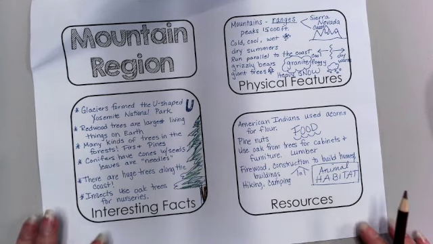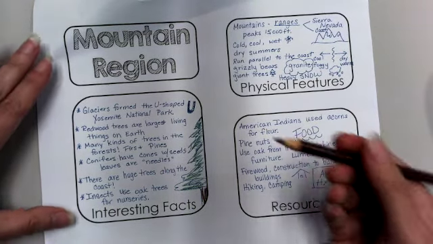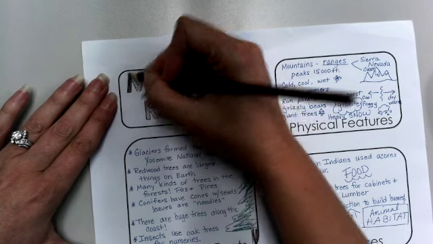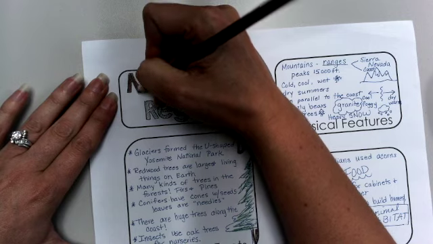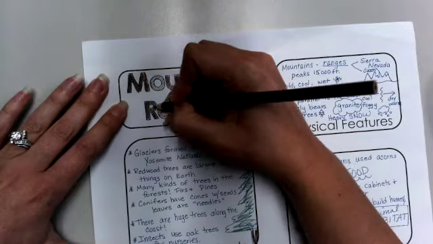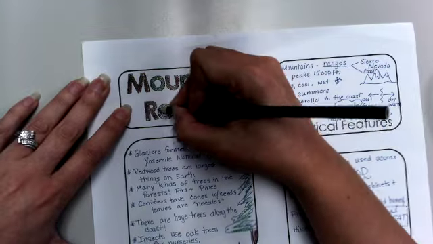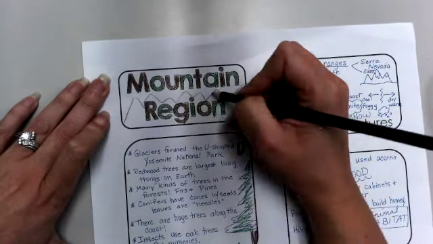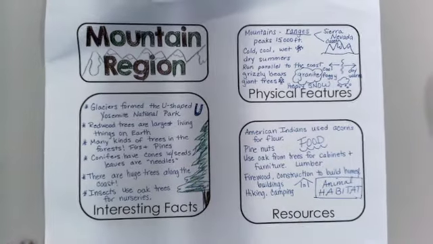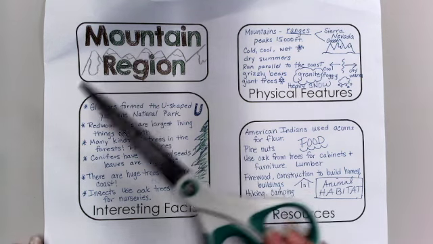So I filled up my boxes and now I'm going to make it a little more personal. I colored some. I'm going to take some colors just to give my upper area a little more personalization. So let's do that. And there we go. So now that we have all of our notes taken, we're now going to use our scissors to cut it all out.